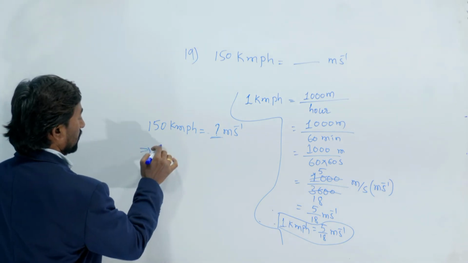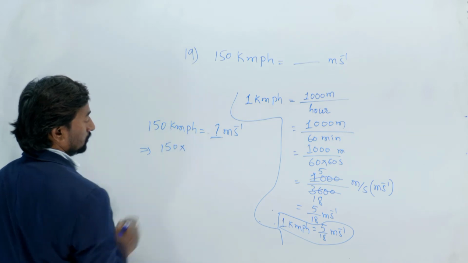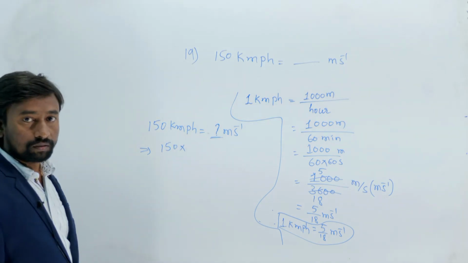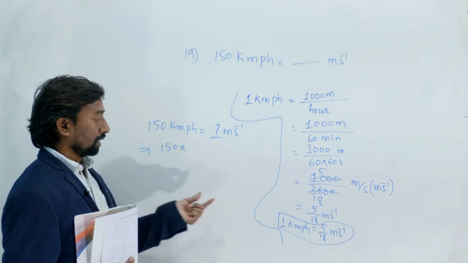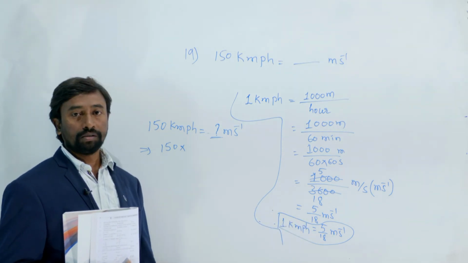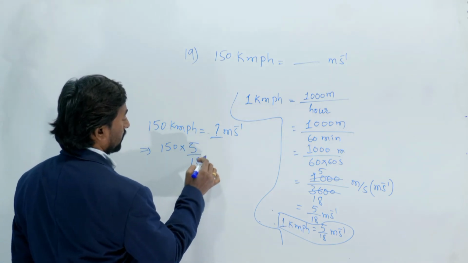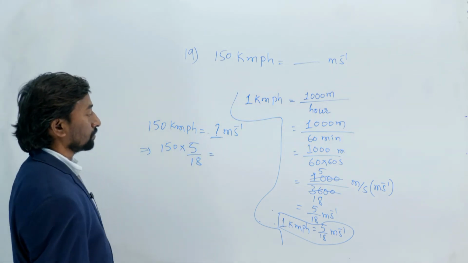So now this can be written as 150 into kilometer per hour. We know that 1 kilometer per hour is 5 by 18 meter per second. Now here we should multiply 5 by 18, then we'll get the answer.